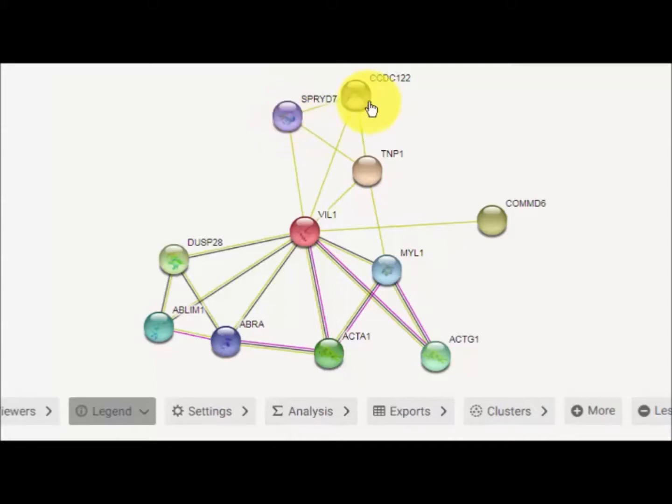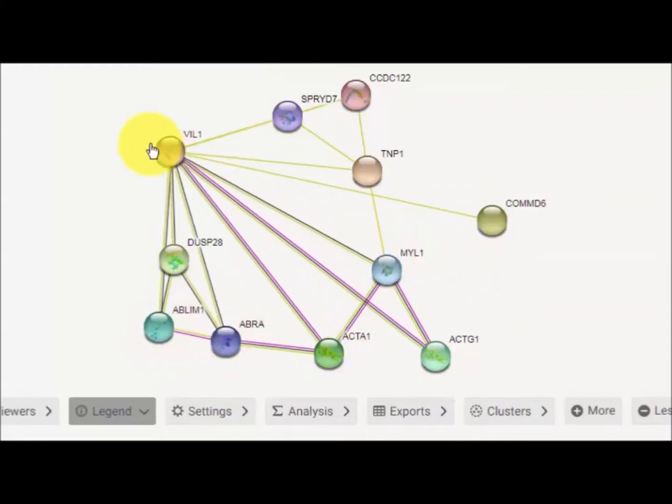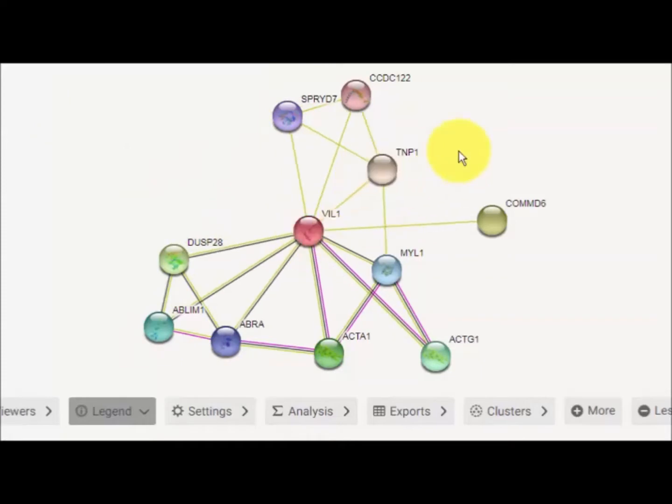Now let's see what the color code is, right? So the VIL1 protein interacts with the TNP1, it interacts with the ACTA1, it interacts with the ACTG1, and so this is like a pivotal central protein. Additionally, you'll see that each of these proteins also interact with other proteins. StringDB is really important because you see, well, this is a pivotal protein.